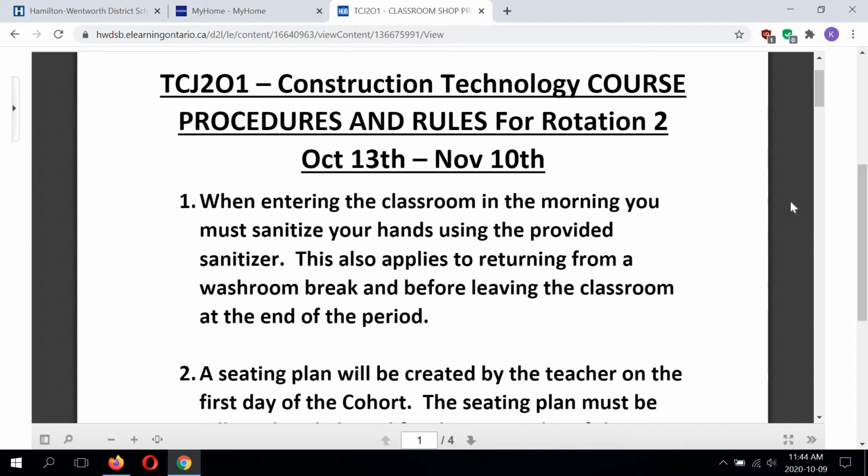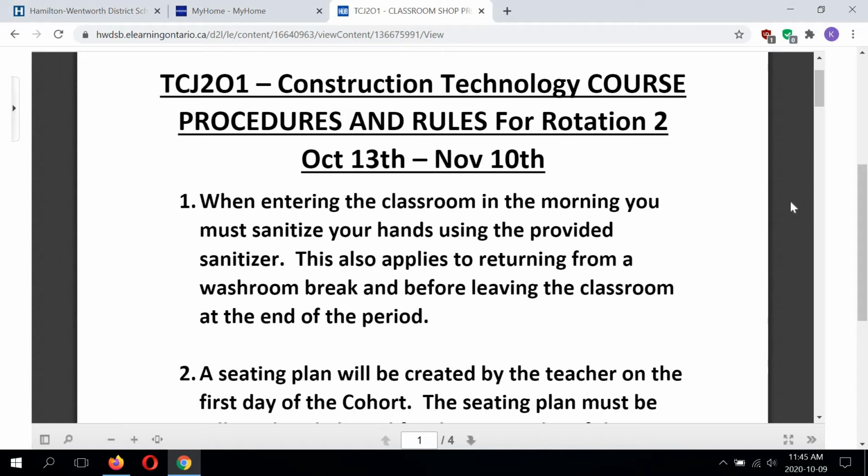So, number 1, when entering the classroom in the morning, you must sanitize your hands using the provided sanitizer. This also applies to returning from a washroom break and before leaving the classroom at the end of the period. Now, I do know that when you arrive to school, when you come in through your designated door, you do have to sanitize your hands.